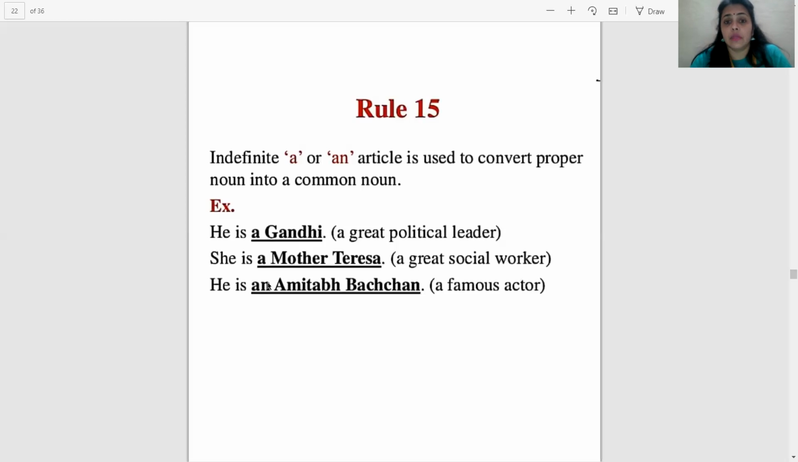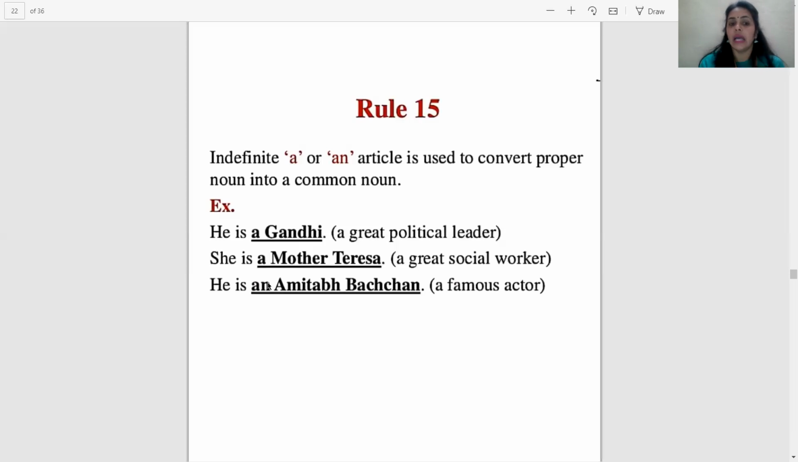Like, of course, he was a great political leader. He was a great reformer. He was an inspiration to everybody, right? So maybe I'm thinking of some other person with regards to the qualities of Gandhiji. That is why I may say he is a Gandhi.